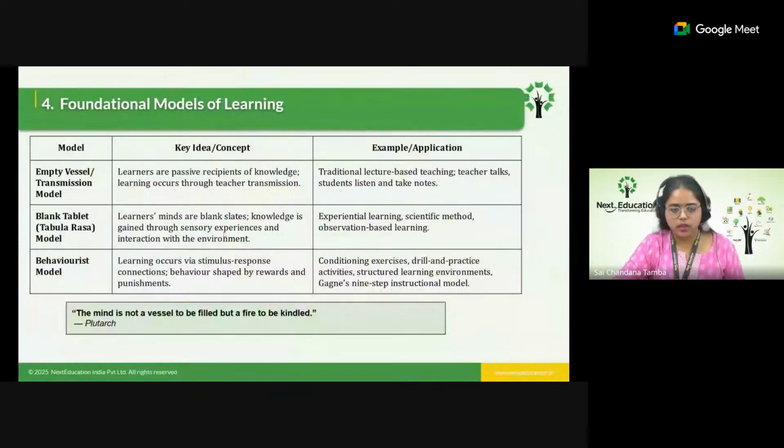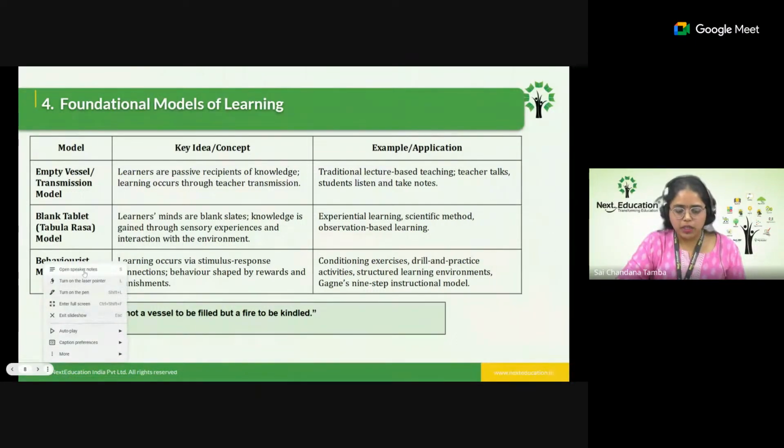Moving forward. Yeah. So, foundational models of learning. Before the modern form of learning came up, there were certain foundational models which the philosophers have brought into our notice. The first is the empty vessel or transmission model.